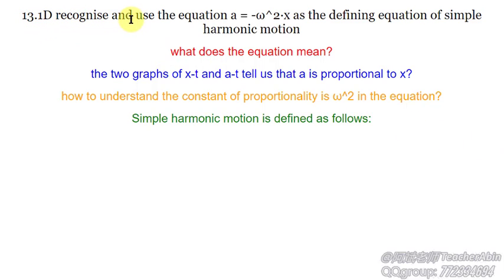Physics 13.1D. Recognize and use the equation a equals minus omega squared times x as the defining equation of simple harmonic motion. Question 1. What does the equation mean? Question 2. The two graphs of x-t and a-t tell us that a is proportional to x. Question 3. How to understand that the constant of proportionality is the square of omega in the equation. Question 4. How is simple harmonic motion defined?